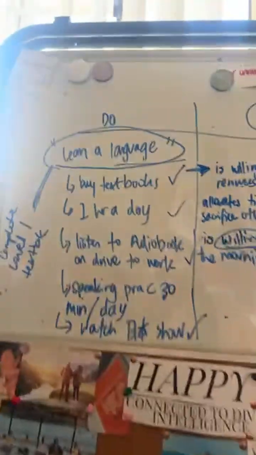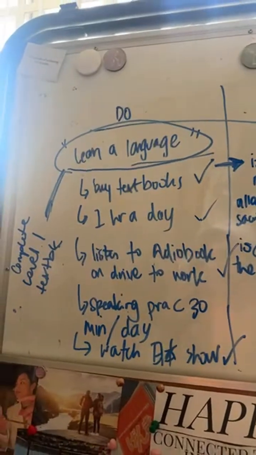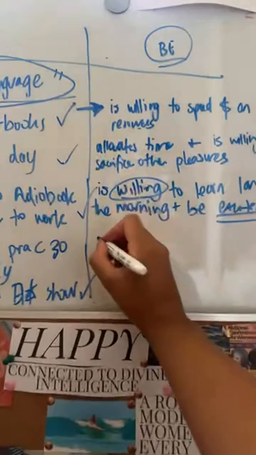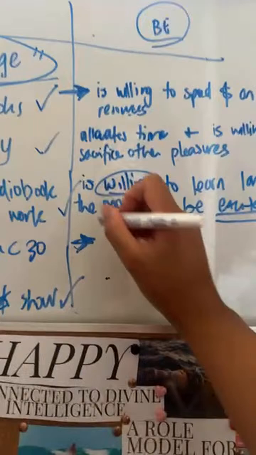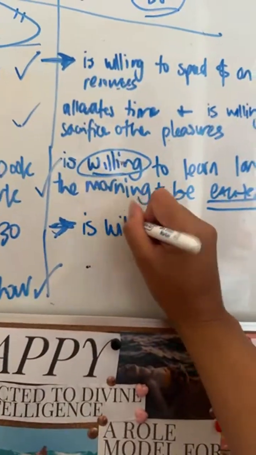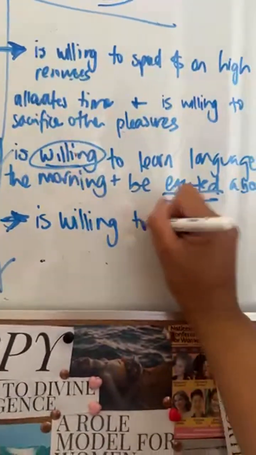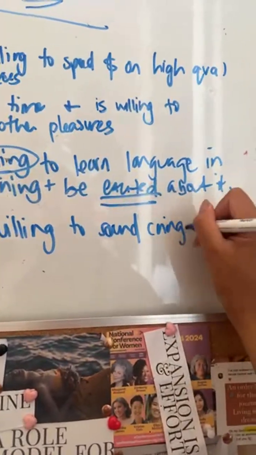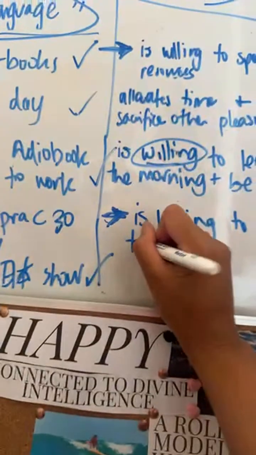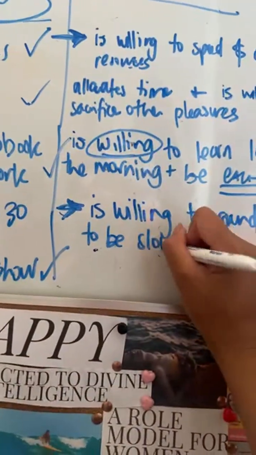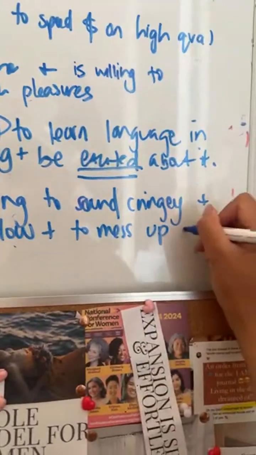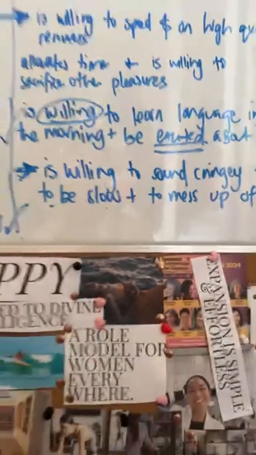So another thing when you want to learn a language is you want to do some practice actually speaking Japanese or speaking the language. So the person you need to be in order to actually achieve that is someone who is, this one's personal to me, willing to sound cringy, and to be slow, and to mess up often. See what I've done right here?